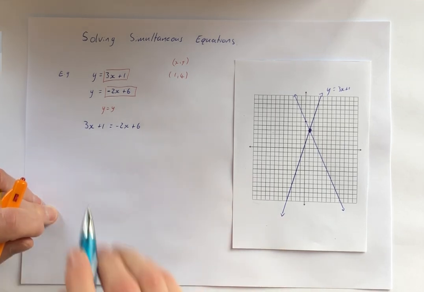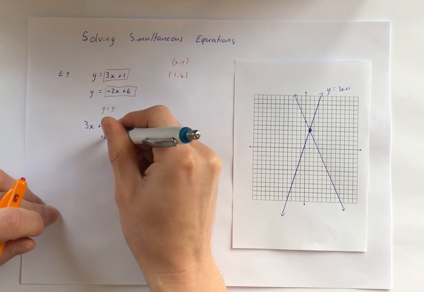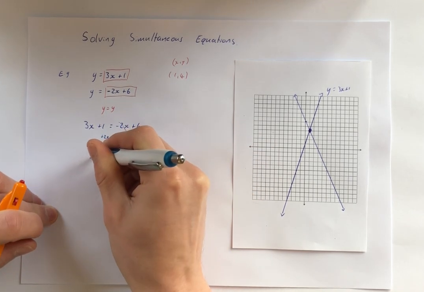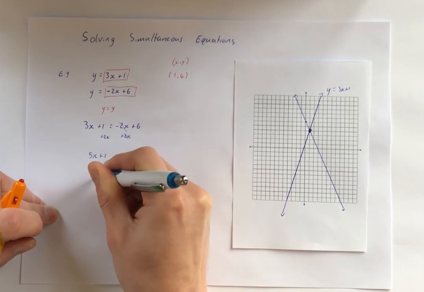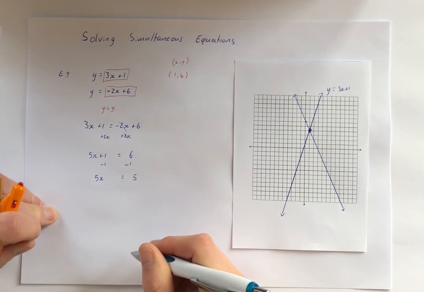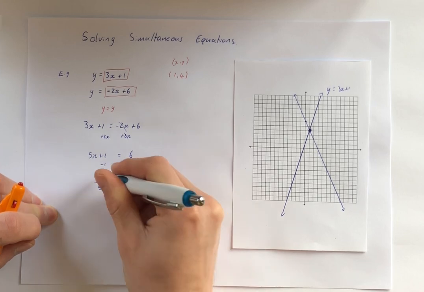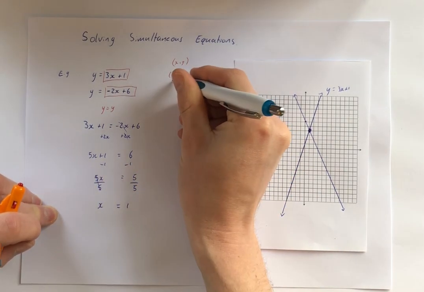Well, we've solved linear equations in the past. We're going to add 2x to both sides. That'll get rid of that. And we're going to subtract 1 off both sides. So we get 5x equals 5. Then we can divide both sides by 5, so that x equals 1, which is what we've got.